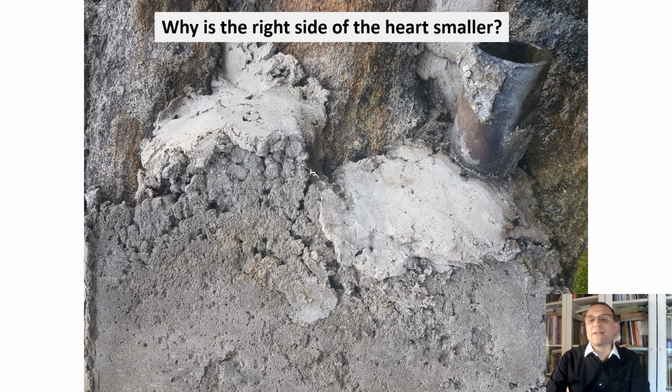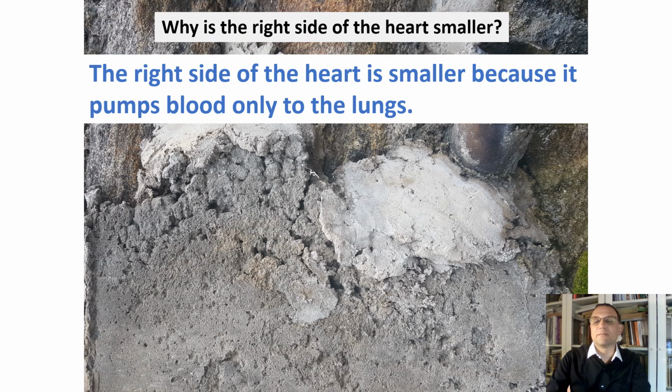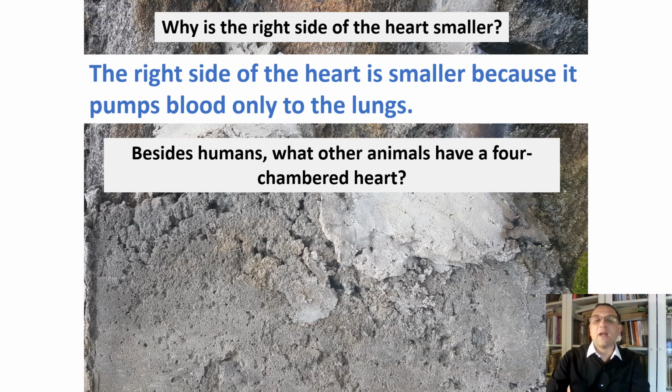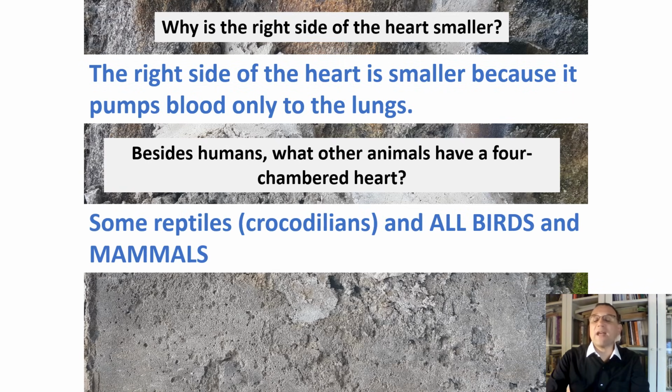Why is the right side of the heart smaller? The right side of the heart is smaller because it pumps blood only to the lungs. Remember the pulmonary circulation. Besides humans, what other animals have a four-chambered heart? Pause if you have to. Think about it. The right answer is some reptiles, crocodilians, and all birds and mammals.